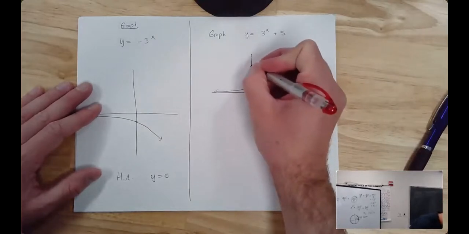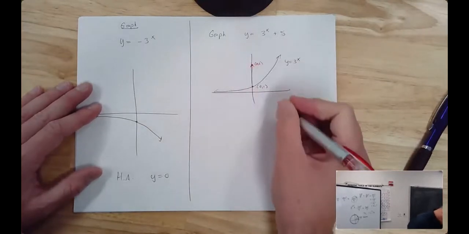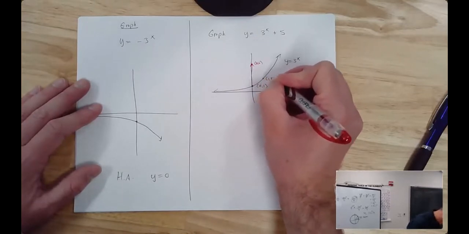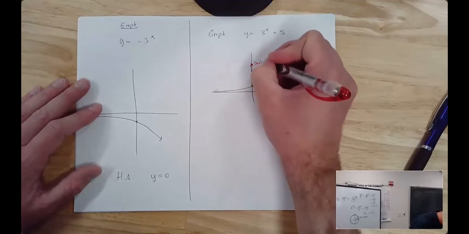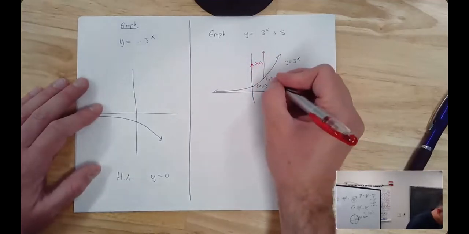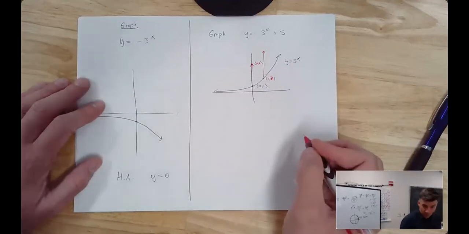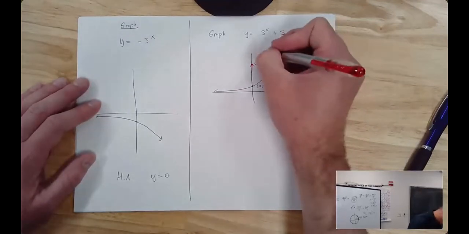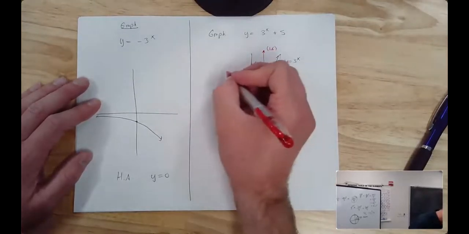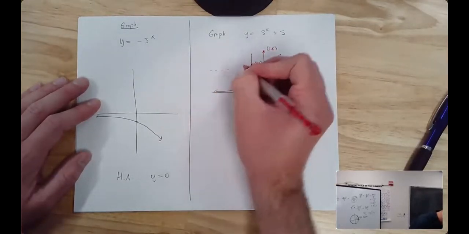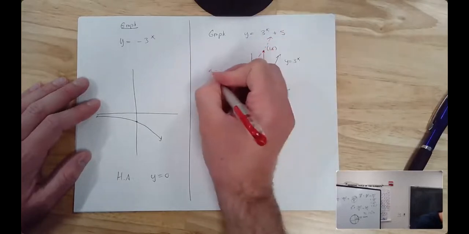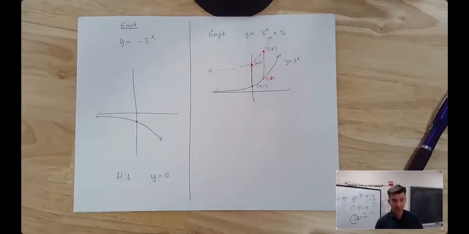up 5. And this point here, which is 1,3 in the original graph, would move up to the point 1,8. Sorry, I was getting ahead of myself. So it could look kind of like this. What's my new horizontal asymptote there going to be?